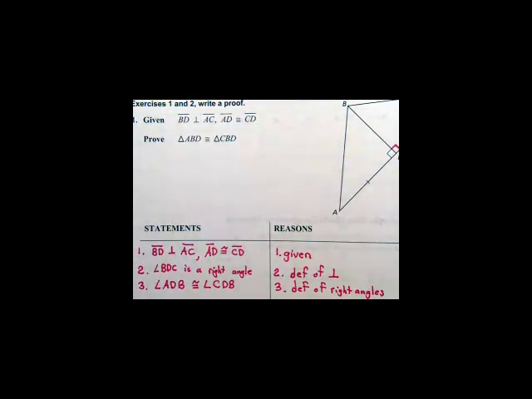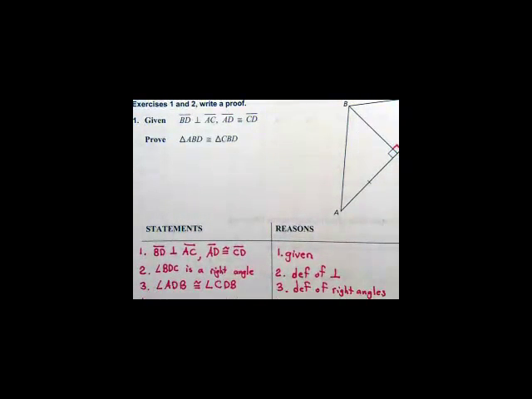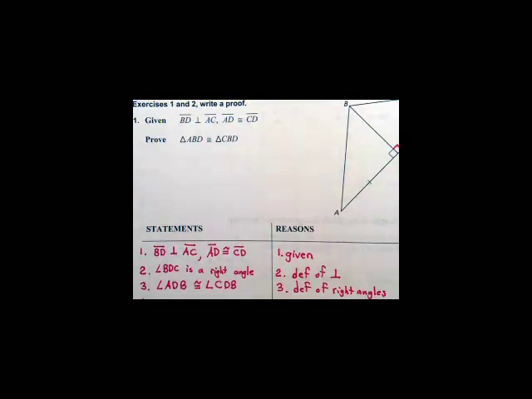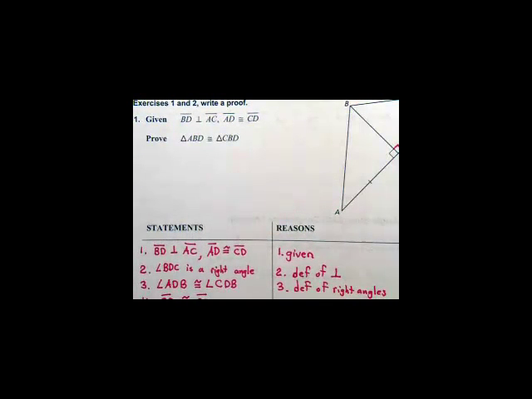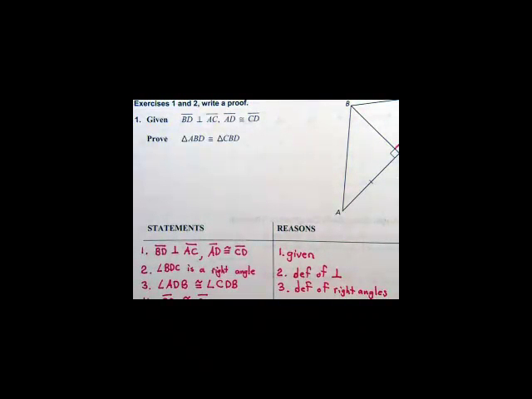Almost. We need the other side, right? So what side do I need to use to match up with the two triangles? BD. Now, how do you suppose I'm going to write that as a step in my proof, though? BD is congruent to what? Itself. BD is congruent to BD. Basically what you're saying there is the BD that's in this triangle is congruent to the BD that's in that triangle.